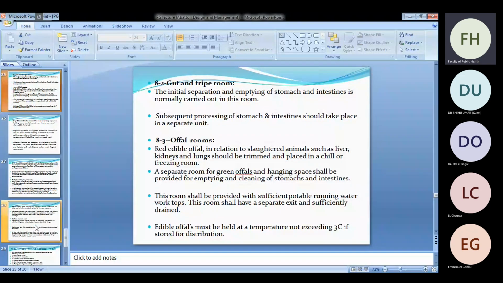Edible offals must be held at a temperature not exceeding 3 degrees Celsius if stored for distribution, depending on where those edible offals are going. If they are meant for distribution, they should be stored at a temperature not exceeding 3 degrees Celsius, because this will enhance the shelf life of the particular edible offals.